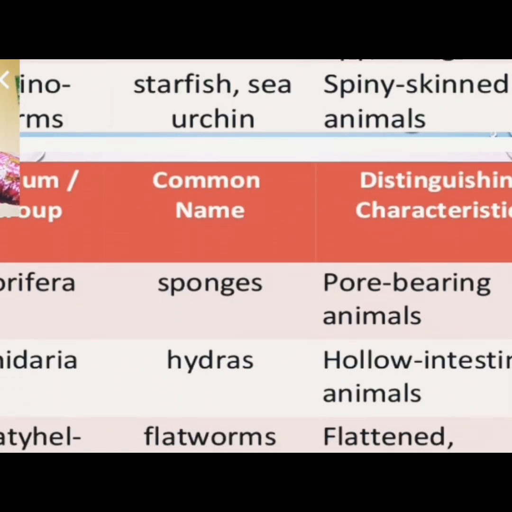Then we have the phylum Porifera. For instance, sponges. They are very simple animals found in water. They are pore-bearing animals. They have like a hole in their body which allows the incoming of water and food. Then the other simple part of the body takes it in for growth and development.